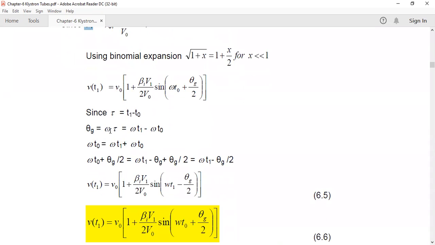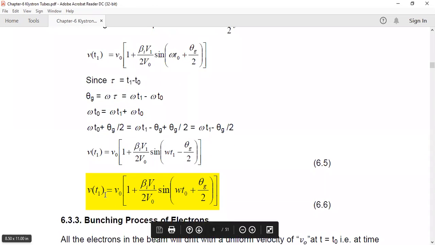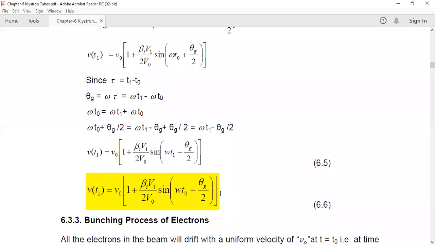So now this tau is equal to T1 minus T naught. So theta g is omega tau, and this is already this one. So now this is the V of T1. This is V naught of 1 plus beta I V1 by 2 V naught sine of omega T naught plus theta g by 2. So simply they will ask here, derive the expression for the velocity modulation. Derive the expression for the velocity modulation.